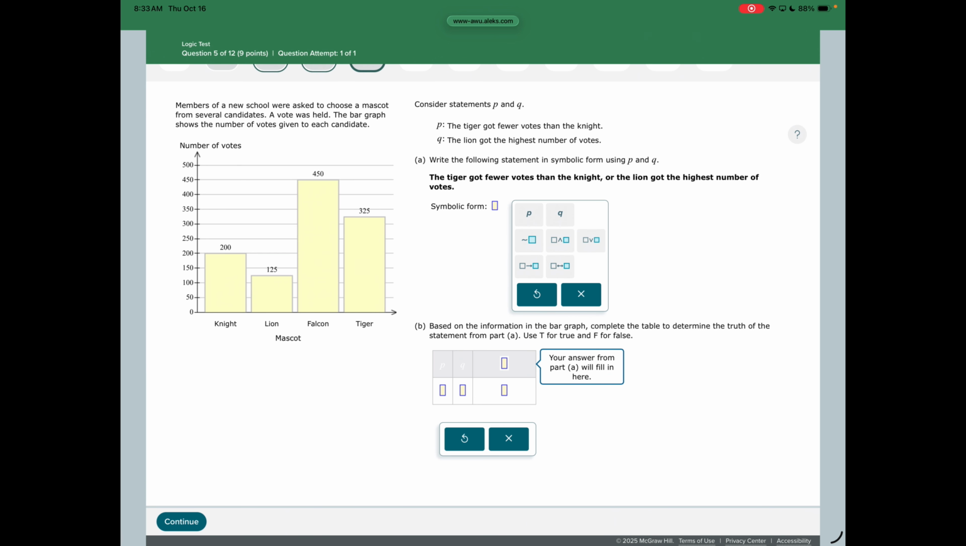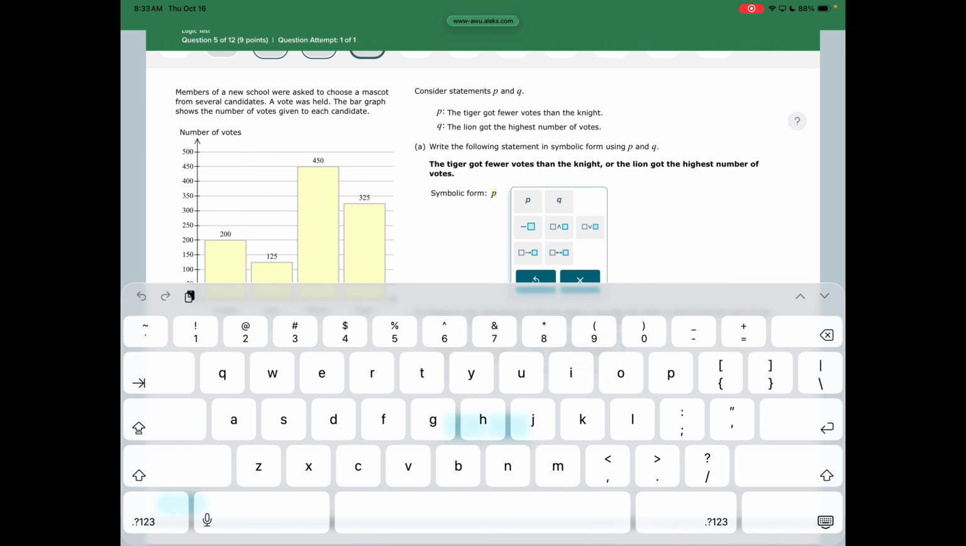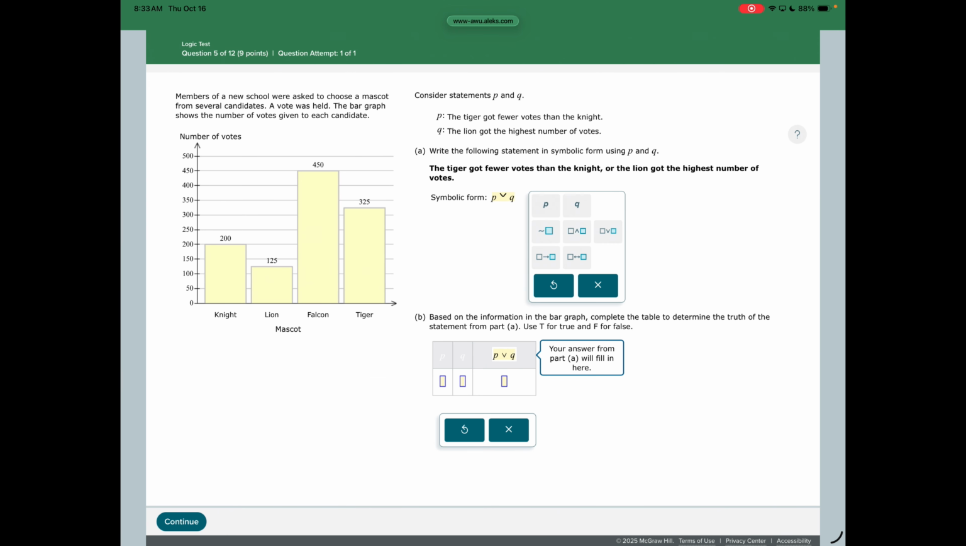So P, the tiger got fewer votes than the knight. Q, the lion got the highest number of votes. Write the following statement using those symbols. The tiger got fewer votes than the knight, or the lion got the highest number of votes. So it's just P or Q. Remember, the test is going to start easier, so you don't have to use a bunch of the different symbols.